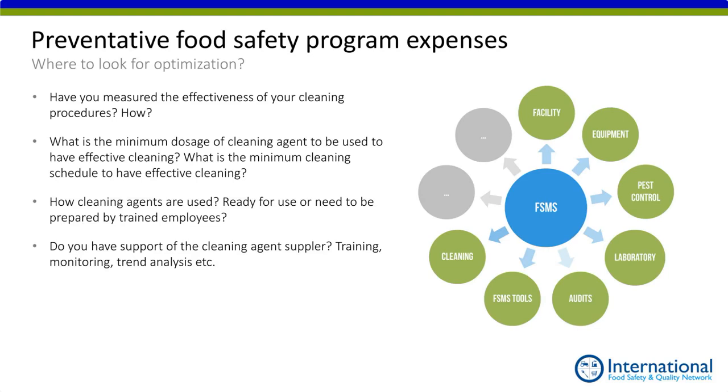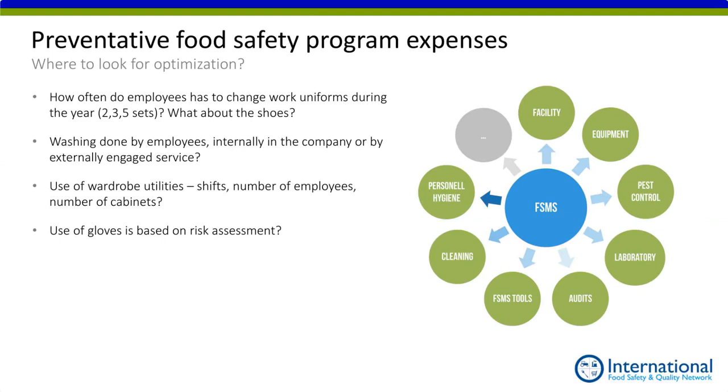Do you have the support of the cleaning agent supplier? Maybe they can do training once per year for your employees, or monitoring of cleaning for you, or maybe give you some trend analysis, because you are buying the cleaning agents from them. You expect them to be your support in the cleaning process. And this is how you optimize cleaning, not just lowering the amount of cleaning, but really trying to understand the process and to get the best from the process and from your supplier.